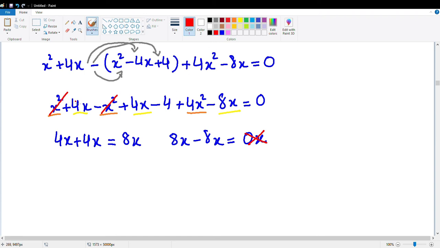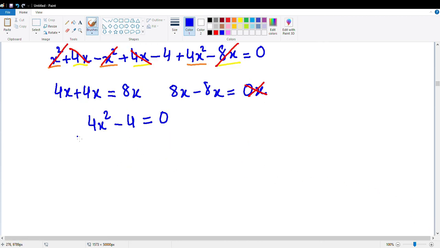Let's just cross these out. So 4x and 4x cross out with 8x. Now we have 4x squared minus 4 equals 0. So now you can see that this is what we're left with, 4x squared minus 4. And you can see that 4 is common, right? So we're going to take 4 common and we'll get x squared minus 1.